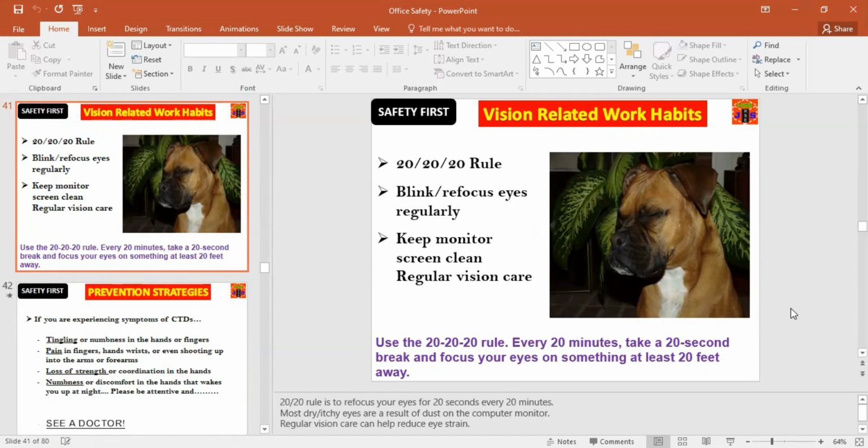Dear friends, fellows, and colleagues, always remember the 20-20-20 rule. Blink and refocus your eyes regularly. Keep the monitor screen clean and get regular vision care. Do you know what the 20-20-20 rule is? The 20-20-20 rule means every 20 minutes, take a 20-second break and focus your eyes on something at least 20 feet away. This is compulsory, a principle or a safety factor once the person is using a computer for a long time.